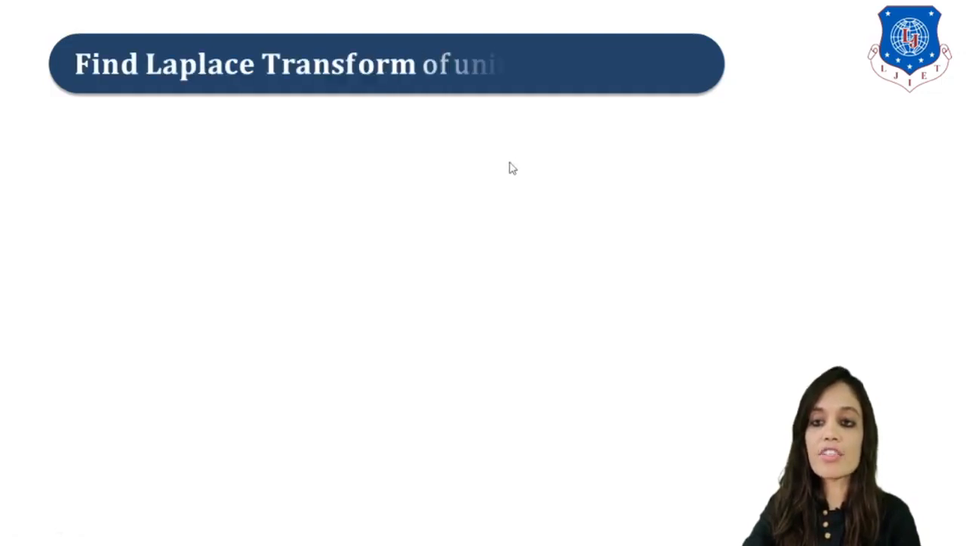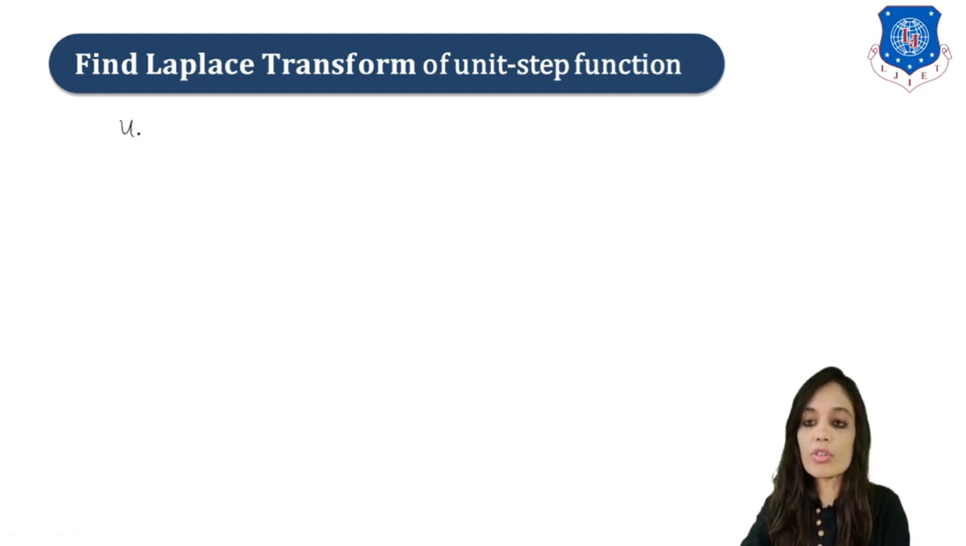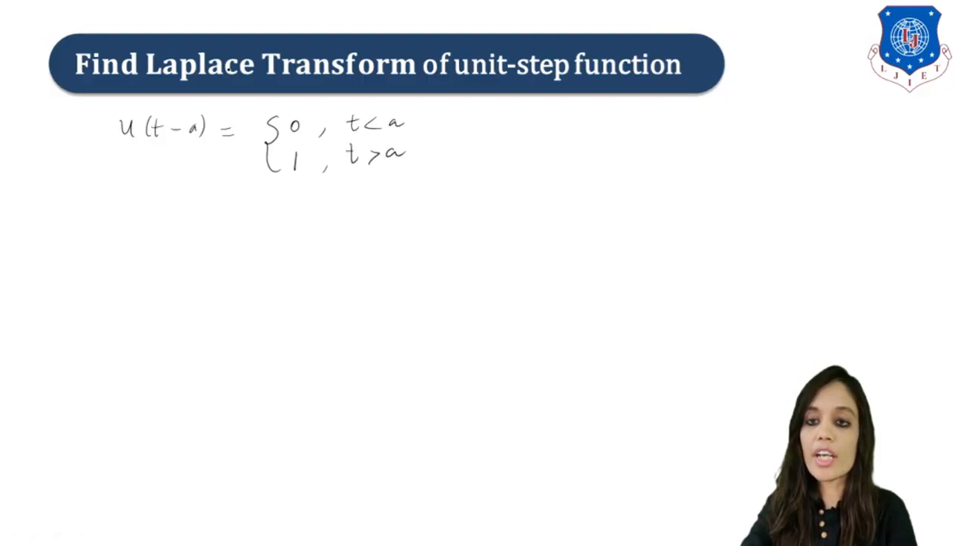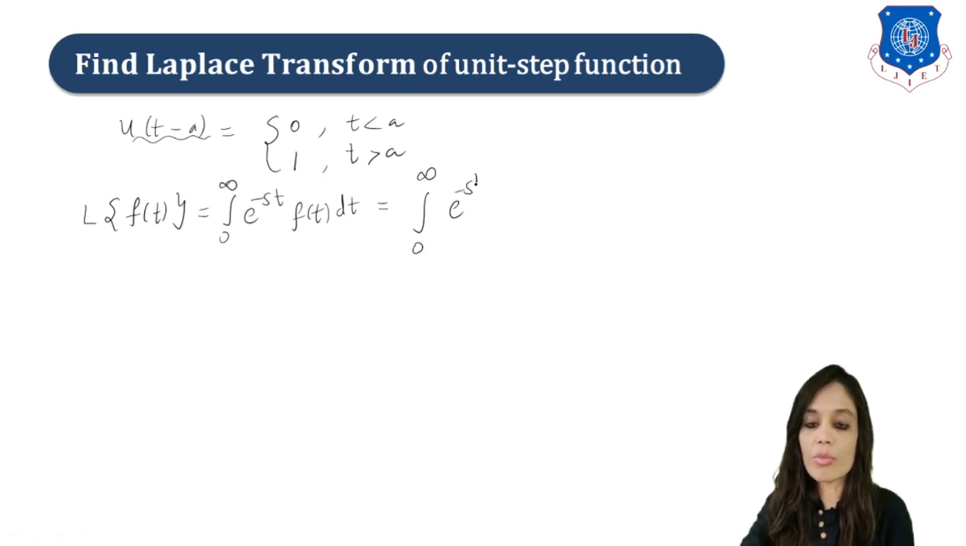Okay. So now let us find the Laplace transform of unit step function. So we all know u(t minus a), that is unit step function, is defined as 0 and 1 for t less than a and t greater than a. Now whenever we want to find Laplace transform, we will use the definition, that is Laplace of f(t) is integration 0 to infinity e raised to minus st f(t) dt. Fine. Now here our function is u(t minus a). So integration 0 to infinity e raised to minus st u(t minus a) dt.